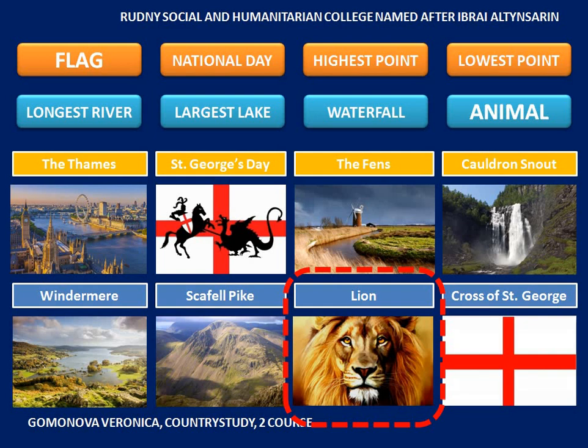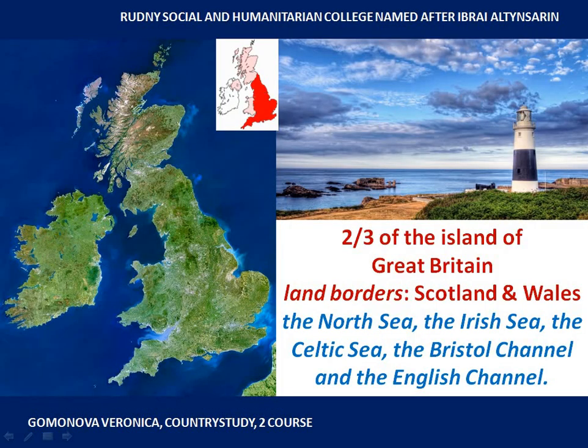So now let's start with the lecture for today. England is a constituent part of the United Kingdom. The country status is a kingdom. It comprises 2/3 of the island of Great Britain. England shares land borders with Scotland to the north and Wales to the west. It is washed by the Irish Sea, the Celtic Sea, and the North Sea. The English Channel separates England from continental Europe.